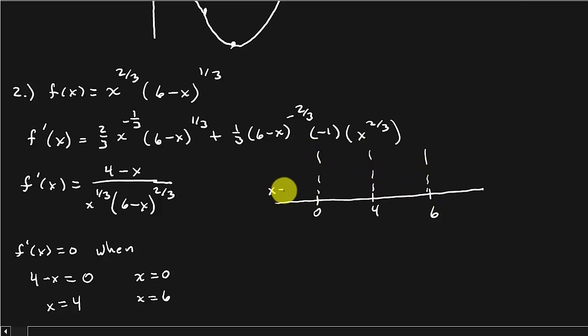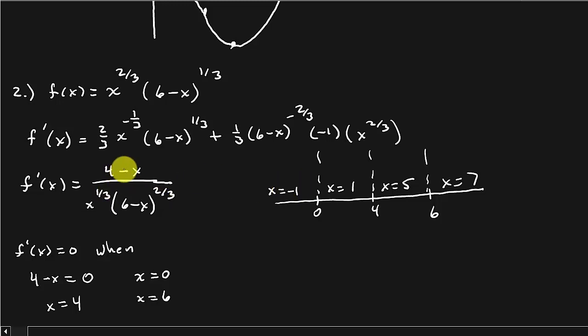So I'm going to do x equal negative 1, x equal 1, x equal 5, and x equal 7. All right, so when I plug these numbers in, I don't have to plug anything into this term because you can see it's squared. It's going to always be positive. Okay. So I just need to worry about this and this.